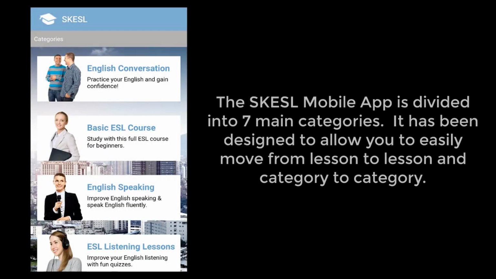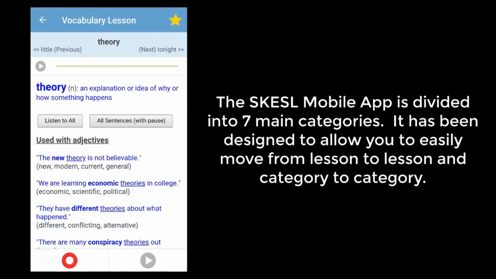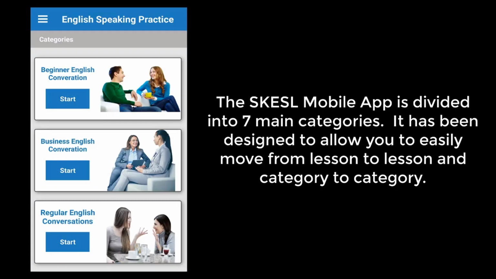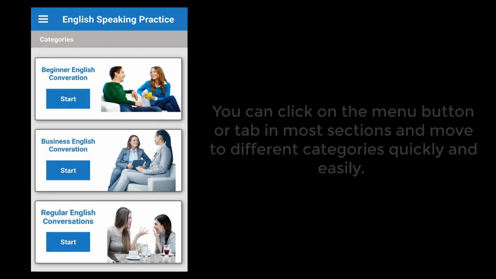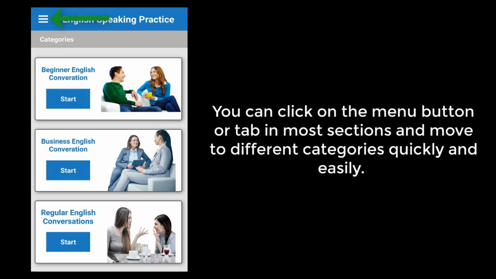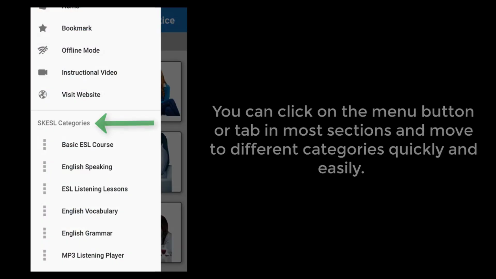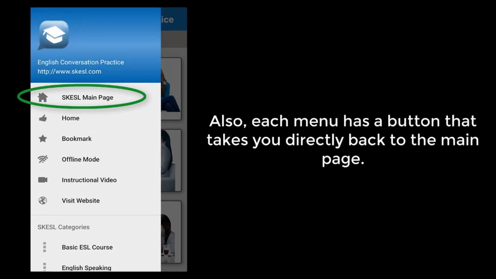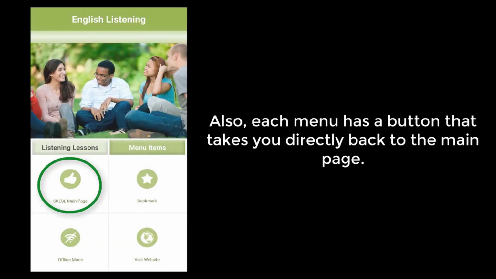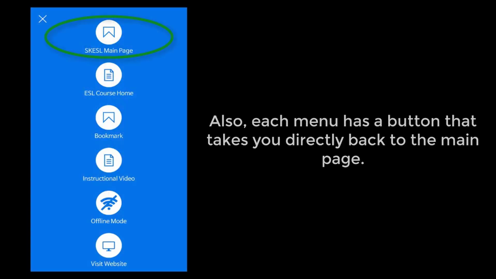The SKESL mobile app is divided into 7 main categories. It has been designed to allow you to easily move from lesson to lesson and category to category. You can click on the menu button or tab in most sections and move to different categories quickly and easily. Also, each menu has a button that takes you directly back to the main page.